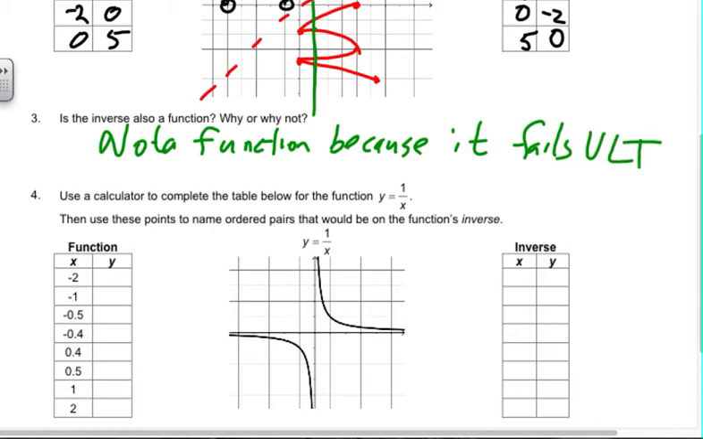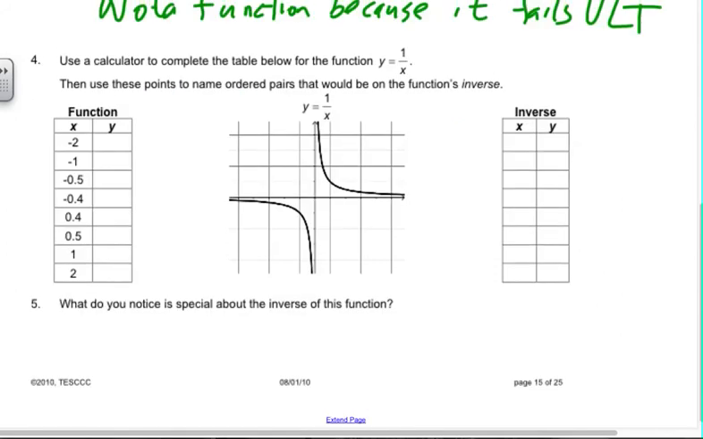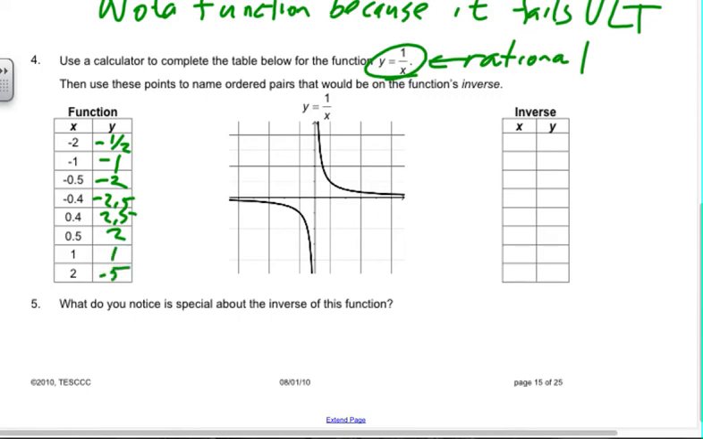Okay, my number 4, I know you don't have it, but I did go through already, and I put it in. You should recognize this function as being the parent for a rational. Okay, so -2 is -1/2. -1 is -1. -0.5 is -2. Negative 0.4 is negative 2.5. 0.4 is 2.5. 0.5 is 2. 1 is 1, and 2 is 0.5.